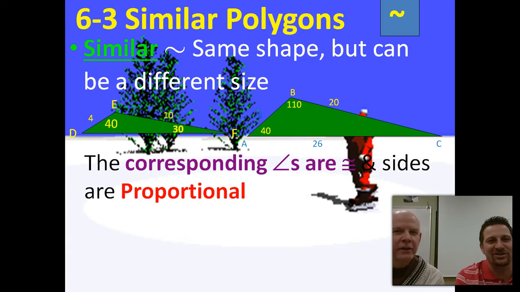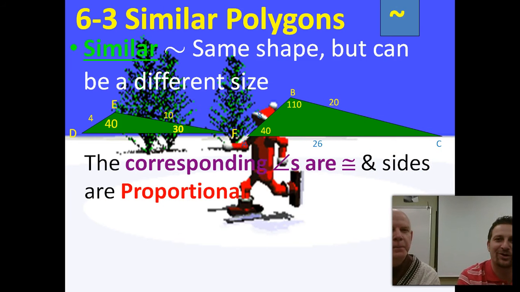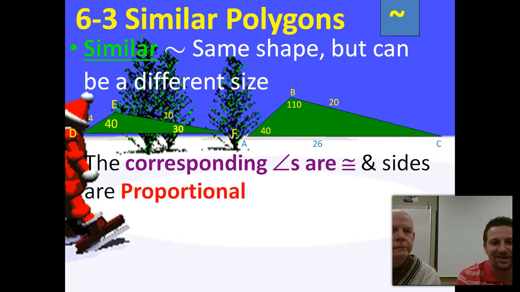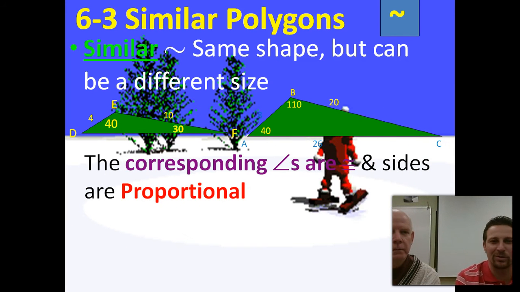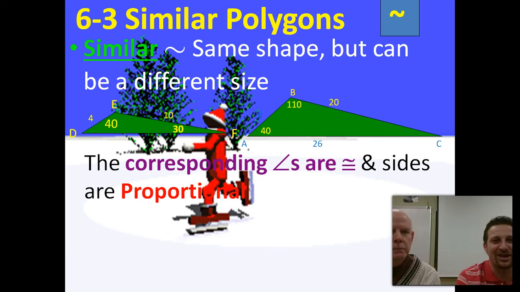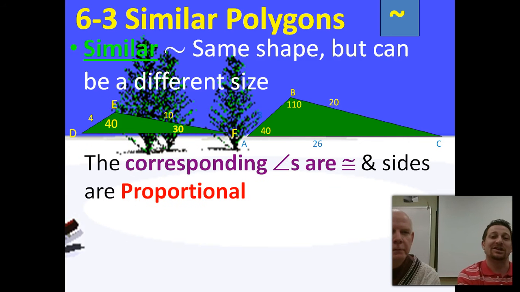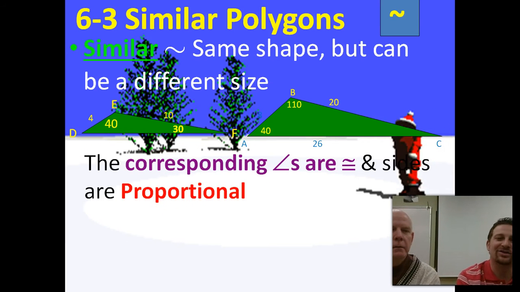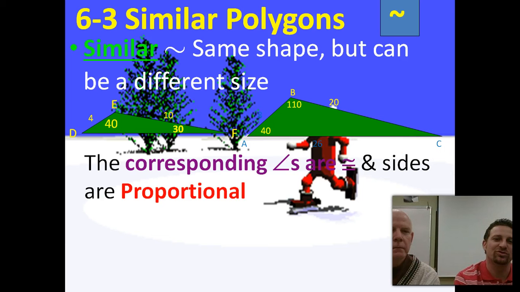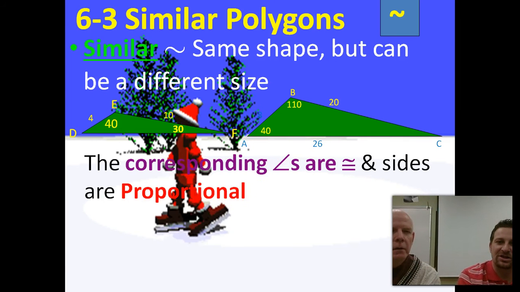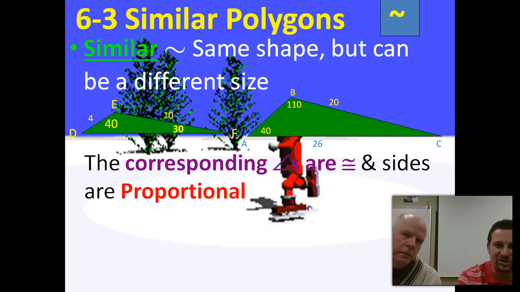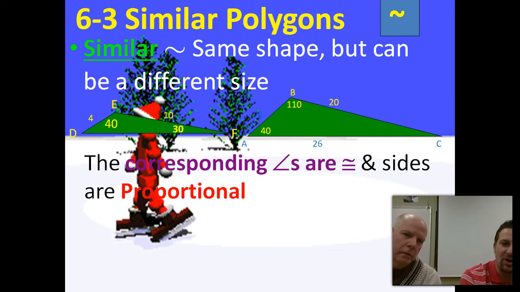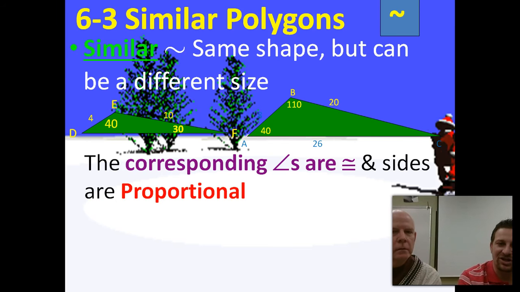Notice that the tilde is the top piece of the congruent symbol without the equal sign underneath. That is the symbol for similar. We won't use an equal sign when talking about similar, but we will use a tilde, which means the same shape but can be a different size. If you look at the two triangles below, they're the same shape but different sizes. For things to be similar, the corresponding angles are congruent and the sides are proportional.